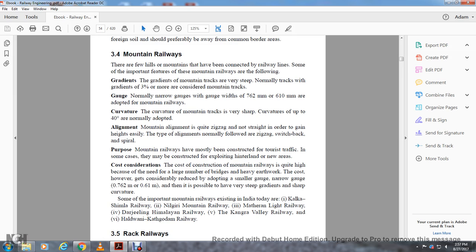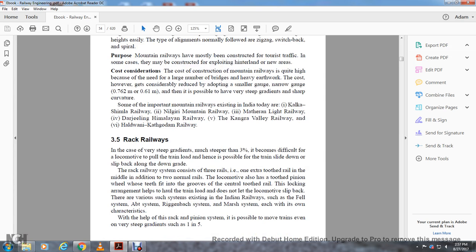Some of the important mountain railways existing in India today are the Kalka Shimla Railway, the Nilgiri Mountain Railway, the Matheran Railway, the Darjeeling Himalayan Railway, the Kangra Valley Railway, and the Haldia Kathgodam Railway.